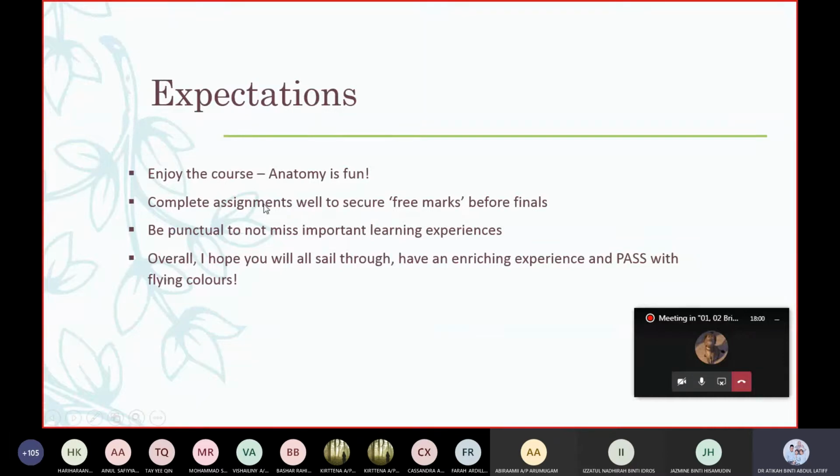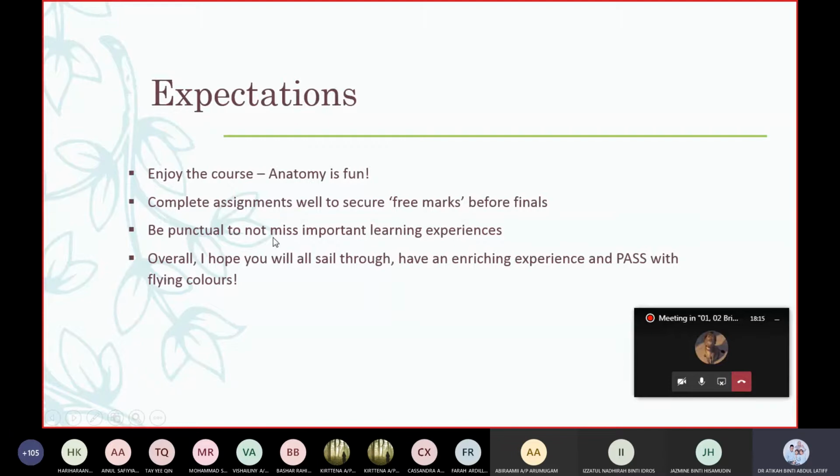Well, basically before we had assignments, but because of the CMCO, we've changed everything to online assessments, which are actually quite easy as compared to your exams. So don't worry too much.